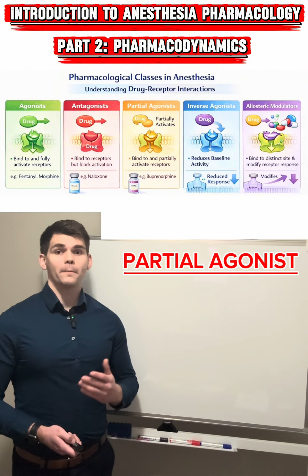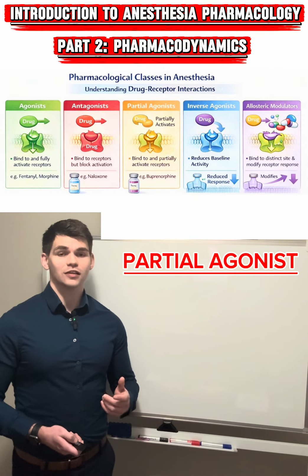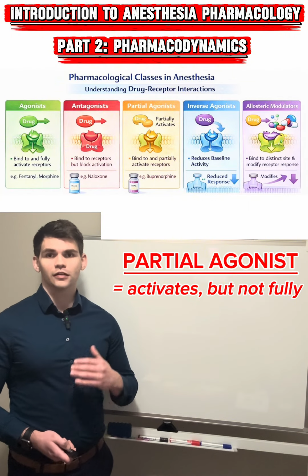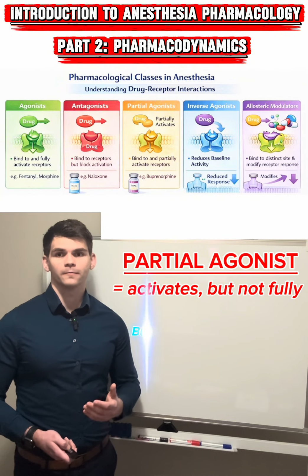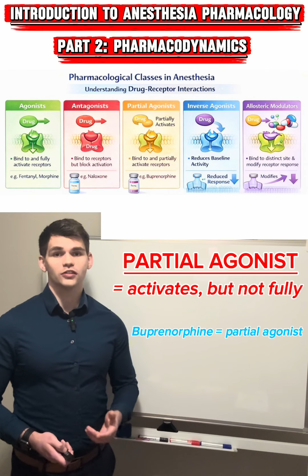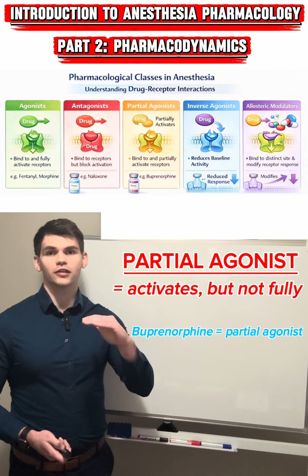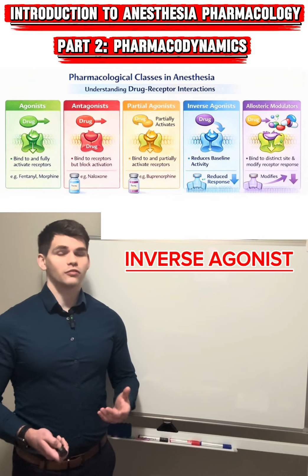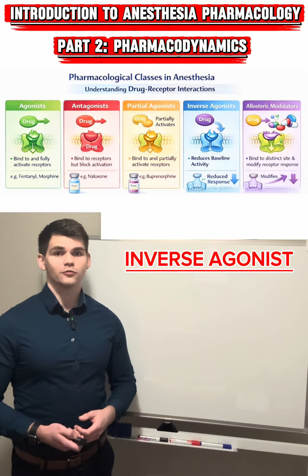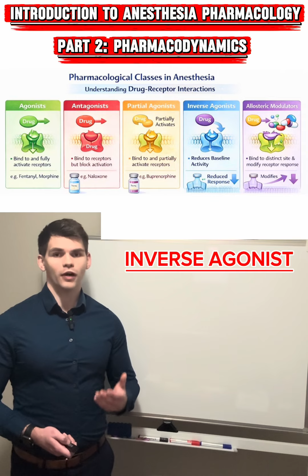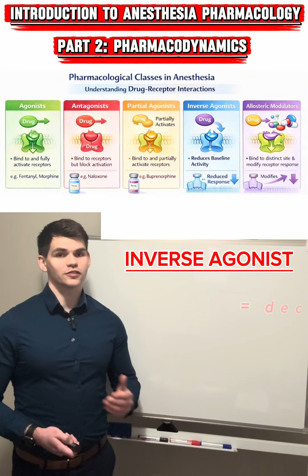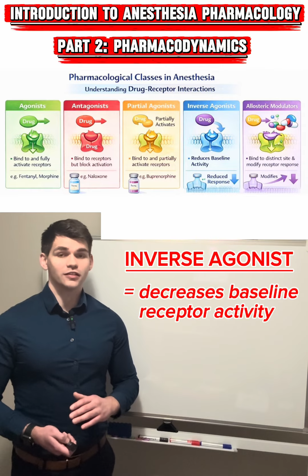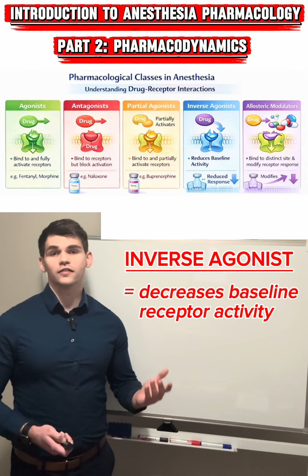A partial agonist binds to the receptor and activates it, but not to the same maximal degree as a full agonist. A common example is buprenorphine. This means you can get receptor activation and clinical effect, but with a ceiling compared to a full agonist. An inverse agonist is a little more advanced, but the concept is still worth understanding. Instead of simply blocking a receptor, it decreases receptor activity below baseline. You do not need to master every detail of this right now, just know that it is different from an antagonist.